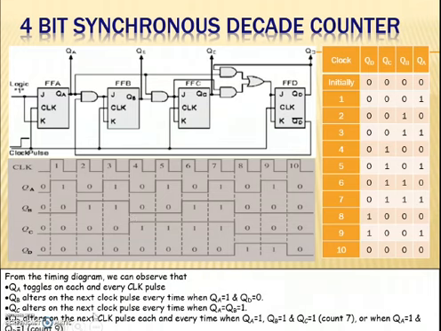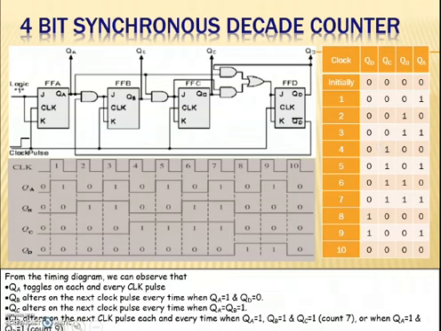QC alters on the next clock pulse every time when QA and QB are both equal to 1. Here, when QB is equal to 1 and QA is equal to 1, QC will alter. That is, for the count when QA is 1 and QB is 1, the next count should be 4, that is 1, 0, 0. So QC alters on the next clock pulse every time QA is equal to 1 and QB is equal to 1. It will alter its state. Okay.